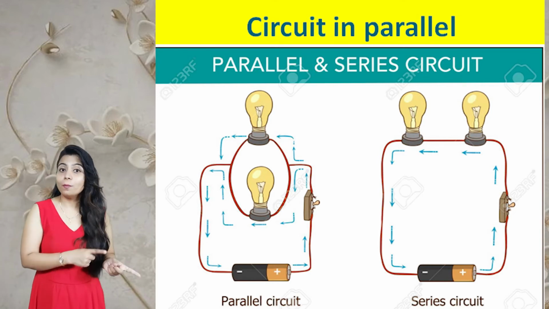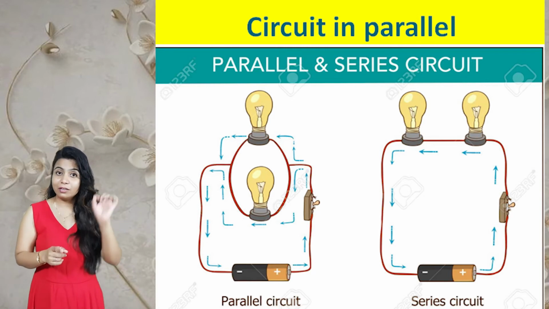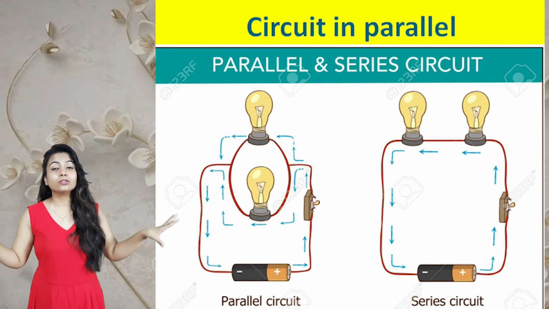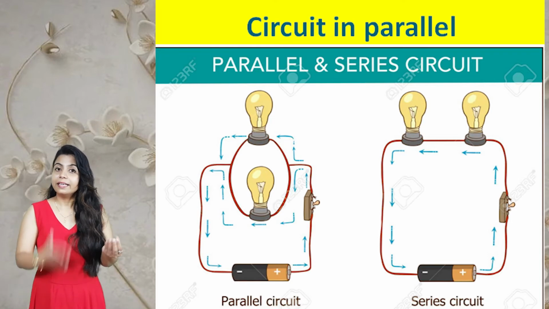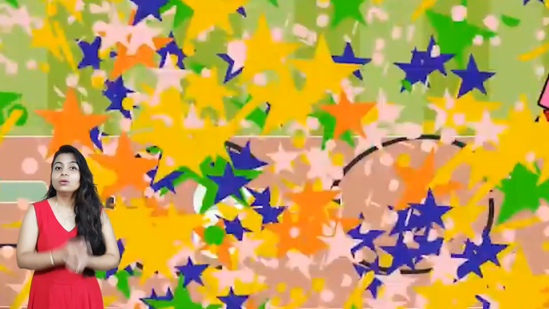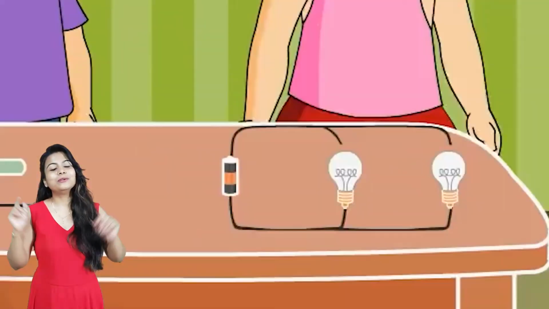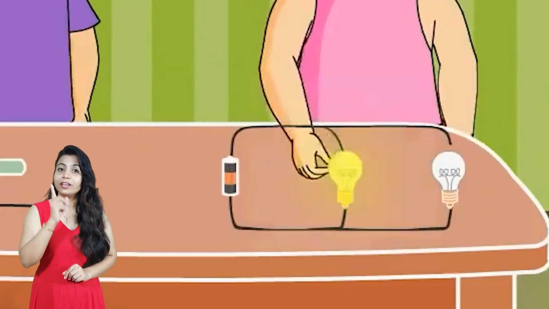But the drawback of the series circuit, that was if one bulb goes off, others will also go off. This is not in the parallel circuit. If one bulb gets off, then also the others will keep on glowing. So parallel circuit is very useful.